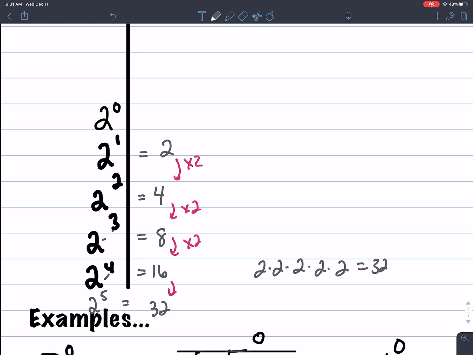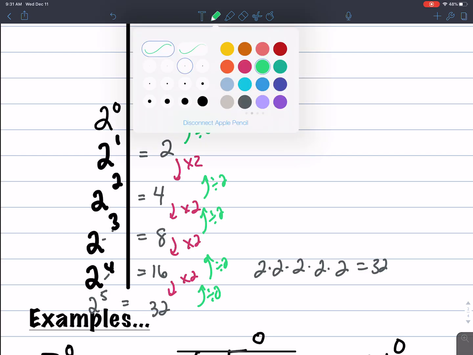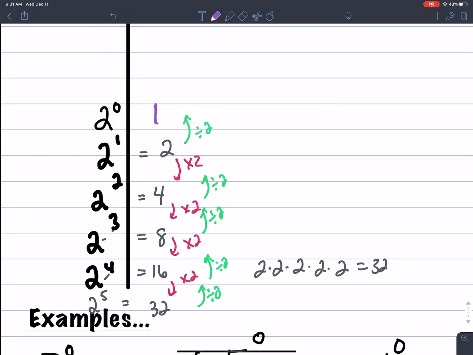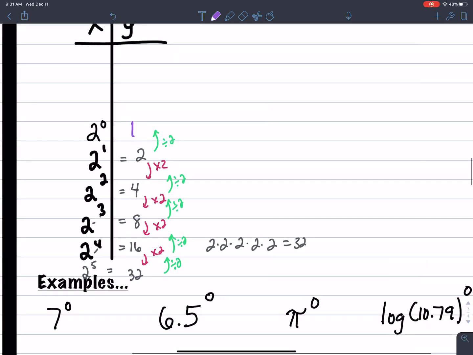So what I'd ask us to see then, if we're going down the table, we're always multiplying by 2. So if we're going backwards through the table, it looks like we're always dividing by 2. Right, 32 divided by 2 is 16. 16 divided by 2 is 8. 8 divided by 2 is 4. 4 divided by 2 is 2. So if we were completing the pattern, 2 divided by 2, there's no other choice but for this to be a 1 because it follows the pattern.